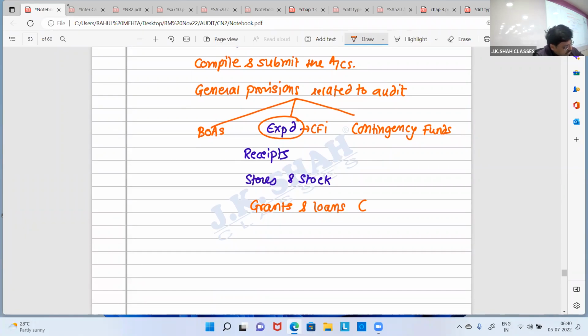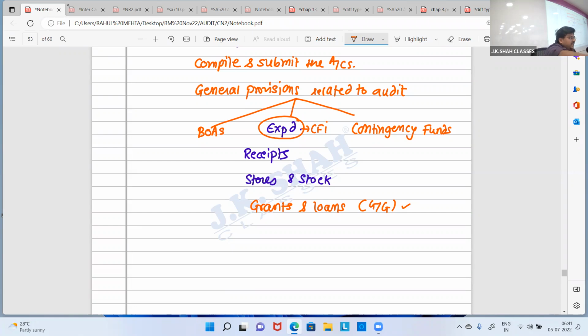Whether I say grants and loans or government grant, the meaning is one. Now use common sense. These grants and loans, who is giving? So there has to be some sanctioning authority. So who will check? CAG. What? Whether the sanctioning authority has properly sanctioned or not. Not only that, if the government is giving a subsidy to a particular company, CAG will have to check whether that company has received it or not.